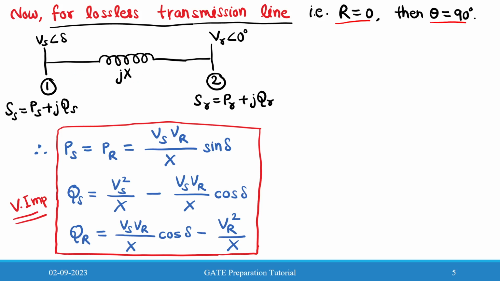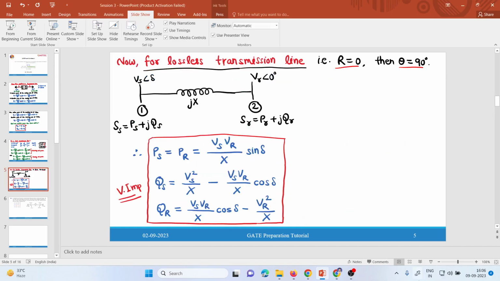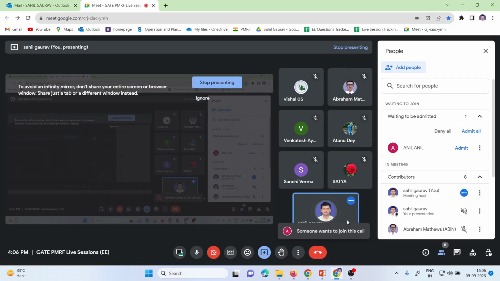So we can represent the two bus system like this, and putting theta equal to 90 degree, we get PS, the active power at the sending end, and the active power at the receiving end will be Vs Vr divided by X times sine delta. So the active power at the sending and receiving end will be equal. That means there is no loss happening in the transmission line.